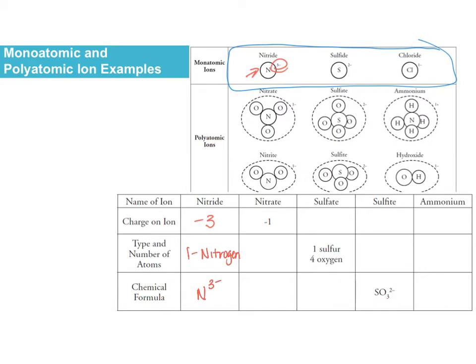All right. See if you can do nitrate. So nitrate is here. We've got the -1 charge is already filled in for us, but we have one nitrogen in the center and 3 oxygens. So our formula for this is going to be NO3-.